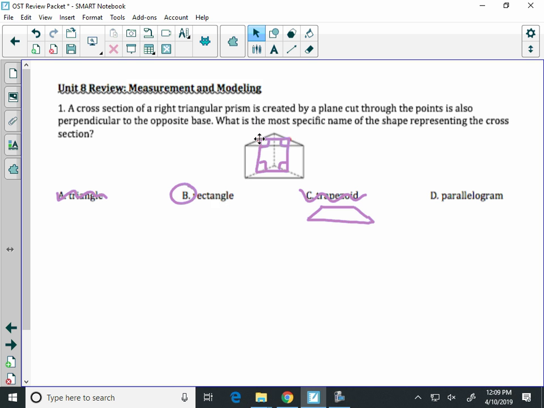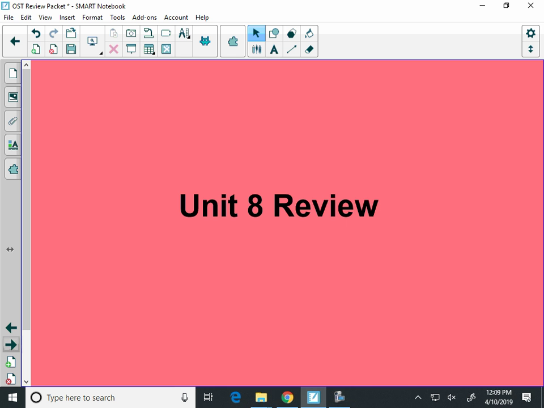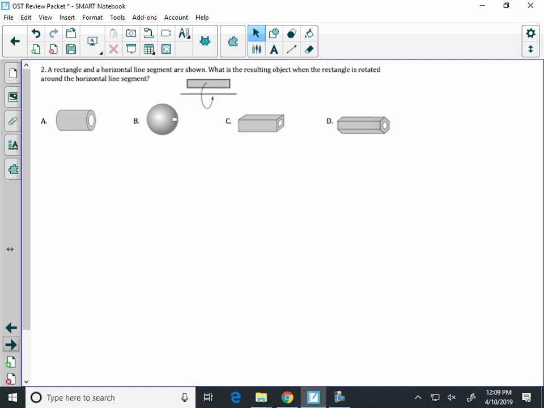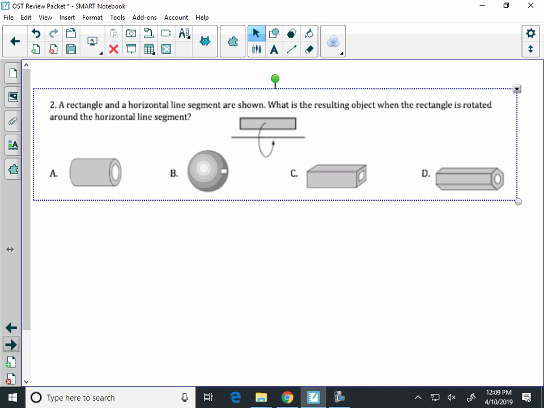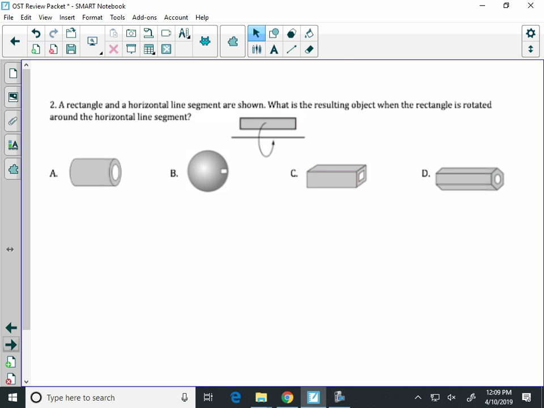The cross-section is a two-dimensional shape that is formed when you're cutting along a plane on a three-dimensional figure. If we take a look at 2, it says a rectangle and a horizontal line segment are shown. What is the resulting object when the rectangle is rotated on the horizontal line segment? Well, whenever we rotate rectangles, what three-dimensional figure do they always form?